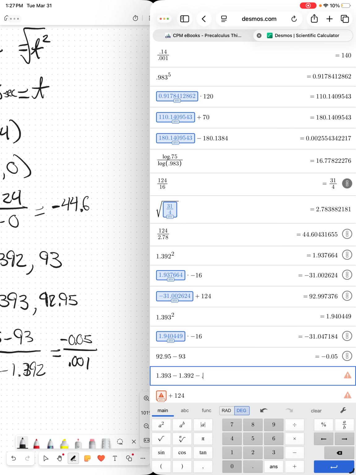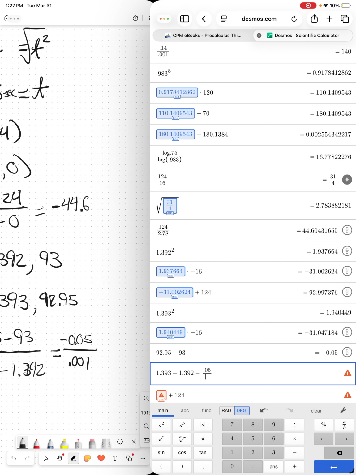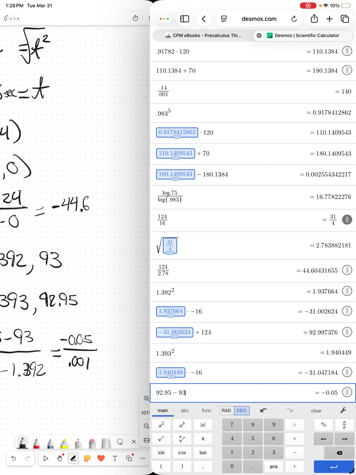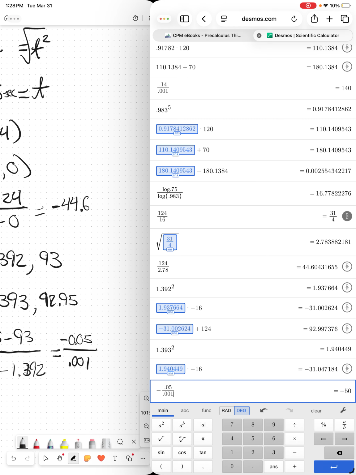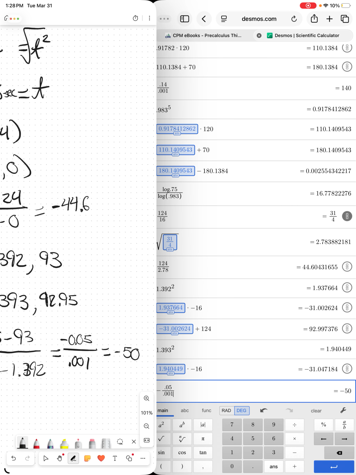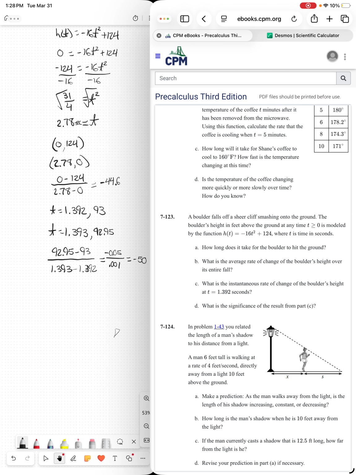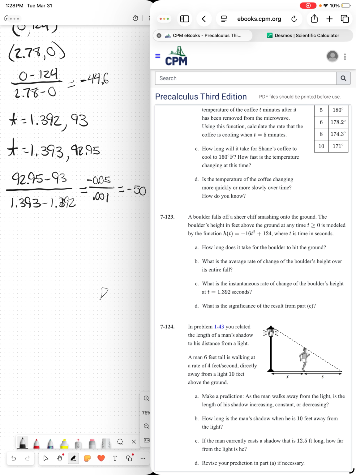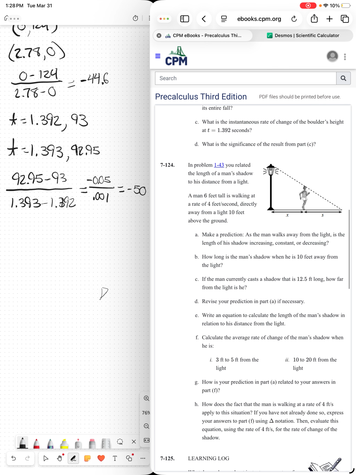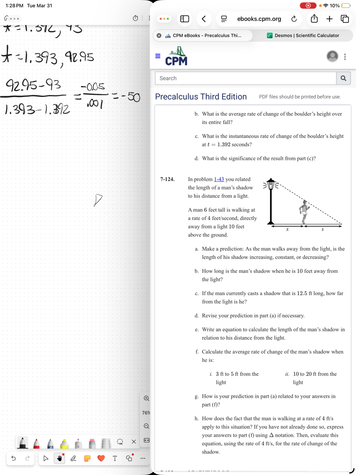So negative 0.05 divided by 0.001, and we get negative 50 feet per second. What is the significance of the result from part C? It's the rate at which it's falling at that time. It's actually faster than your average velocity, right? It's faster at some point in time. Okay.